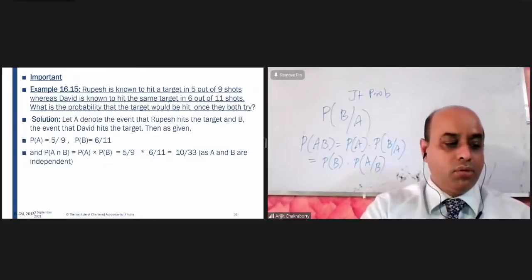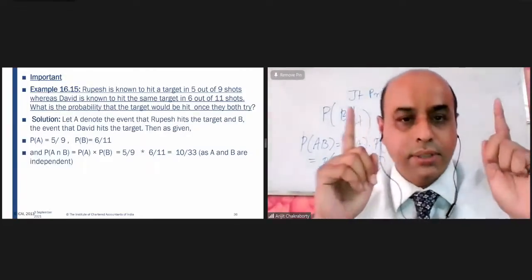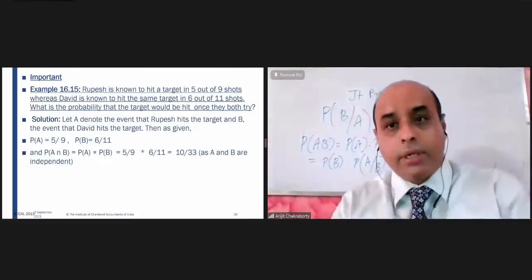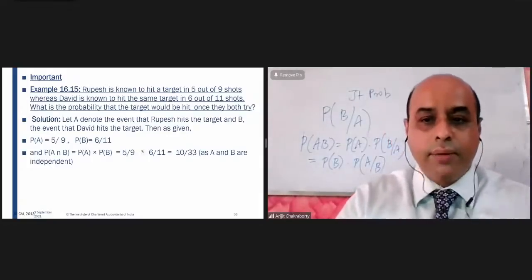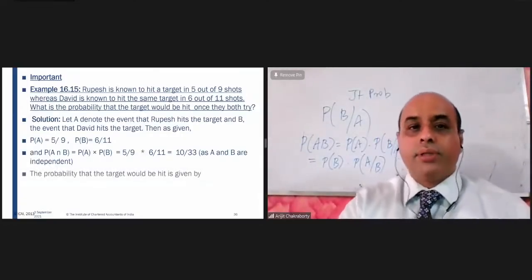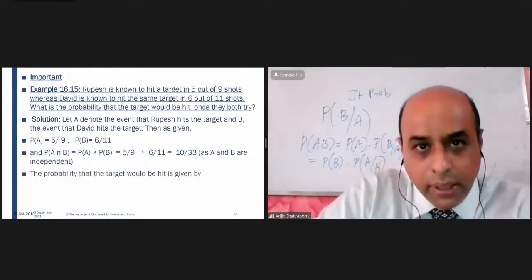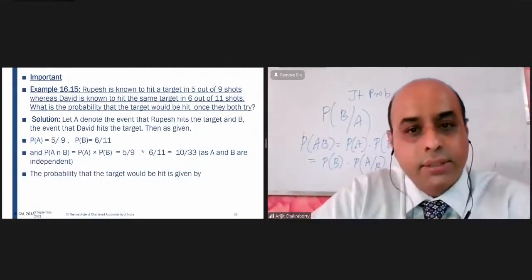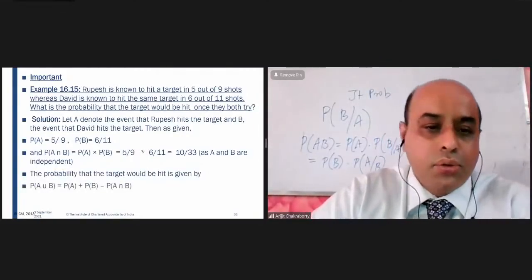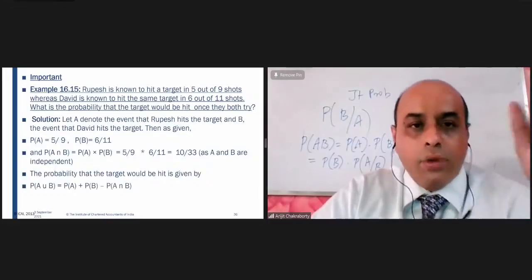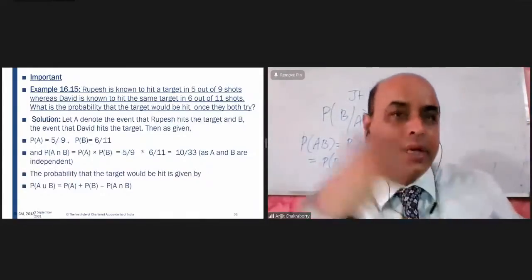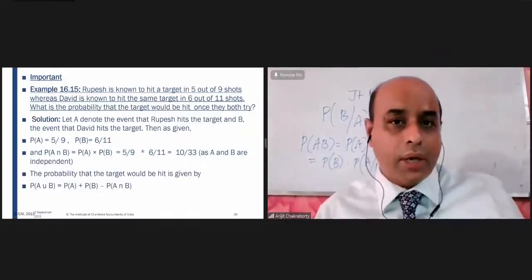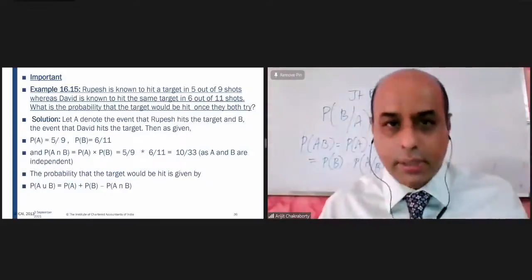Because we know that ultimately the question is, what is the probability that the target would be hit once they both try? So it is a question ultimately of finding out whether these two events are dependent events or independent events. That is the biggest question. So here the question is, Rupesh is hitting a target, David is also hitting a target. Can they influence each other when they throw? Answer is no, they are not dependent.